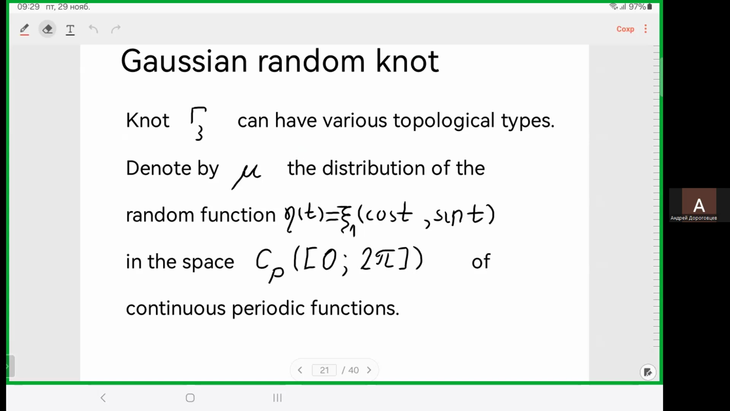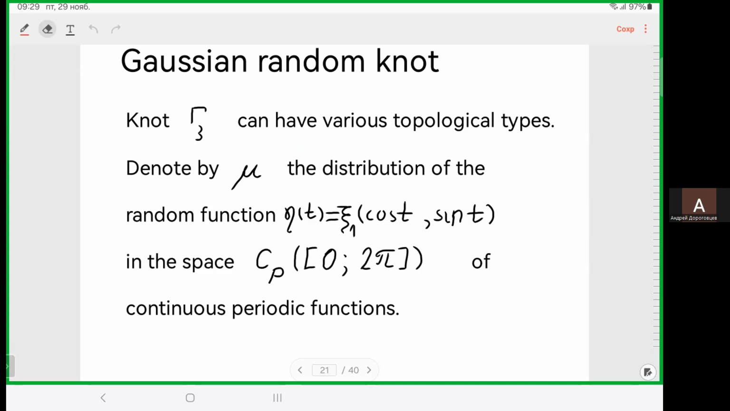How can one check this? Firstly, let me start by recalling some properties of Gaussian measures. I will consider the measure mu, which is the distribution of the first coordinate of our random knot in the space of continuous periodic functions on 0 to pi.